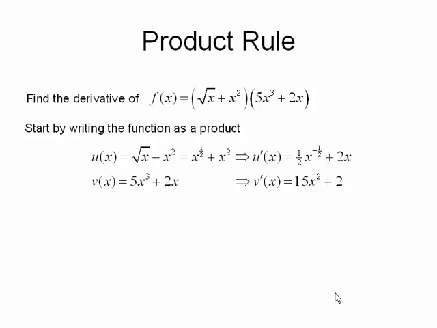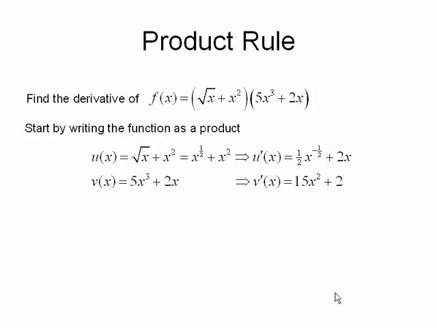So in order to be able to apply our rule, we need to know not only u and v, but we also need to know the derivative of u and the derivative of v. Applying the power rule, it's pretty easy to see that the derivative of u is equal to 1/2 x to the minus 1/2 plus 2x, and that the derivative of v is 15x squared plus 2.